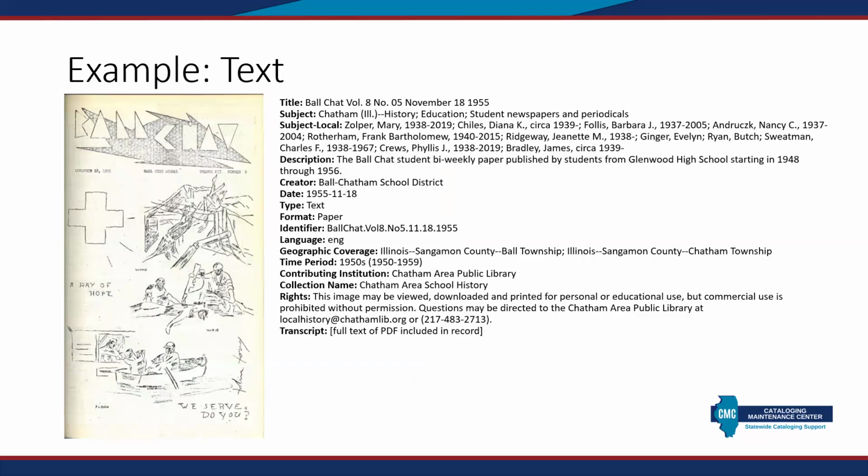This example record from IDA is of a school newspaper cataloged by the CMC for Chatham Area Public Library. The Ball Chat was a bi-weekly student paper from the Ball Chatham School District from 1948 to 1959. The fields in this record are title, subject, again here using Library of Congress subject headings, subject local, in this case listing out the names of the newspaper staff, description, creator, date, type, format, identifier, language, geographic coverage, time period, contributing institution, collection name, rights, and transcript.